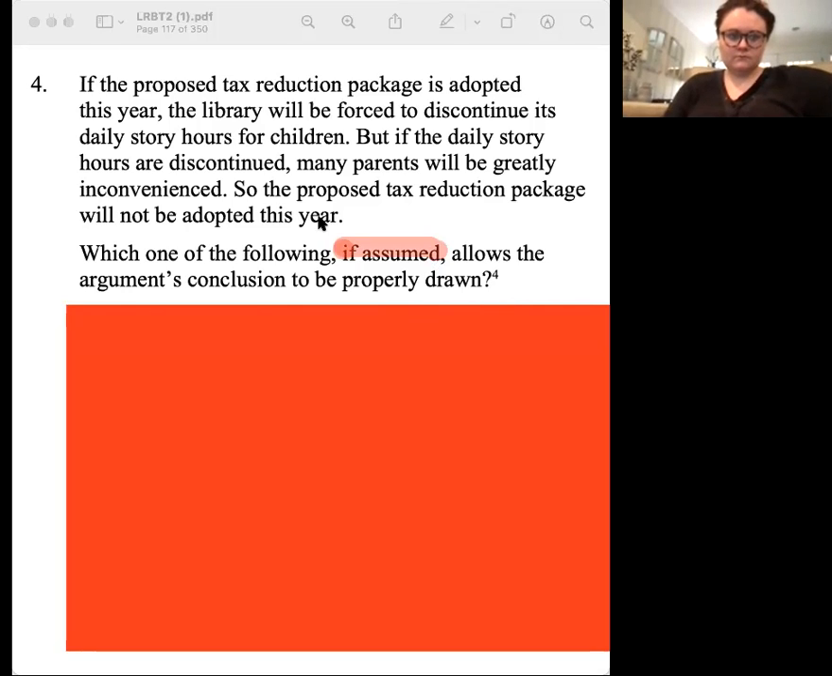So what is our conclusion? If the daily story hours are discontinued, many parents will be greatly inconvenienced. That actually is not our main conclusion. What does that support? What do we use this part of the sentence to support? To support that the reduction package will not be adopted. Excellent. So that's our conclusion. Is this a valid conclusion?